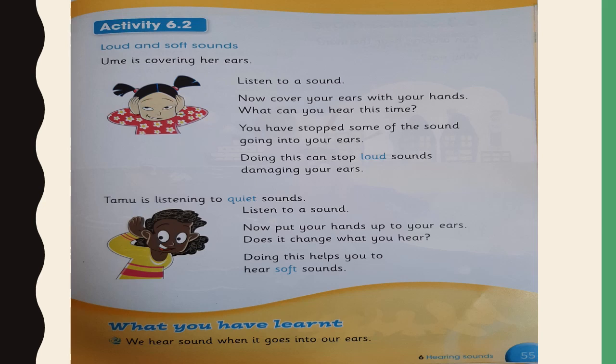So if we try to cover our ears with our hands, we eliminate the loud sounds. While on the other picture, Tamo is listening to quiet sounds. Listen to a sound. Put your hands up to your ears, same as the picture. Does it change what you hear? Doing this helps you to hear soft sounds.